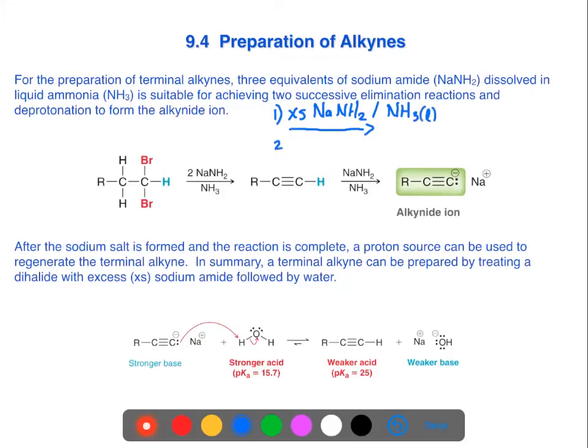And it's in the second step that we would do that aqueous quench. So we do a water quench. We would add water slowly to the reaction mixture, and water will not only react with any excess sodium amide to give you ammonia, which is the solvent, but it will also ensure that you convert all the alkynide ion in solution to the terminal alkyne.